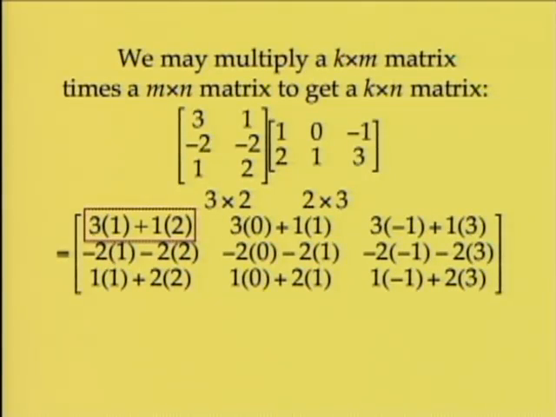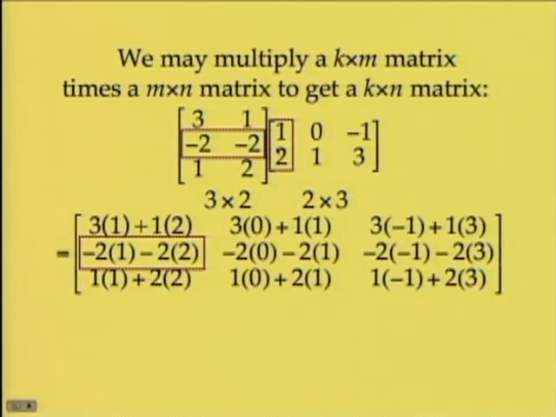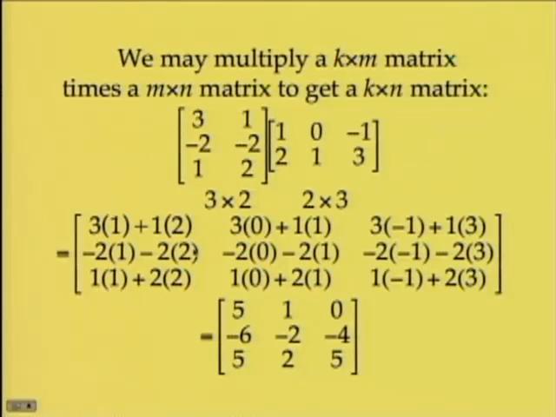To get this first entry in the first row, first column, I look at the first row of the first matrix and the first column of the second matrix, and I take those entries, multiply them, and add them up. So 3 times 1 plus 1 times 2 gives me that entry. And then to get the next one right here, I take the first row, second column, and do the same stunt. To get this one, I take the second row, first column, and add those things up. And you just go through all 9 of those entries, and that's how you get the answer with matrix multiplication.